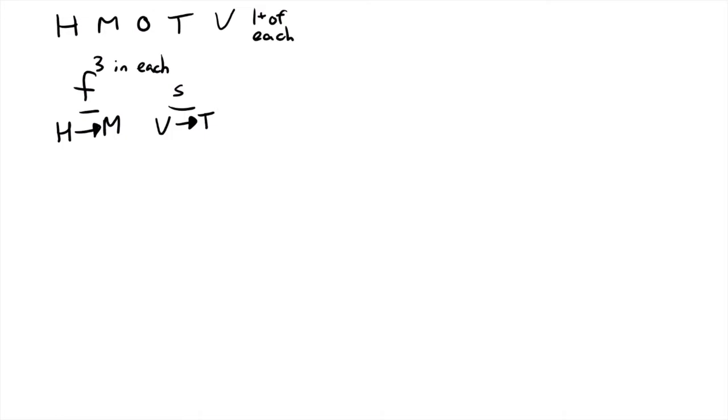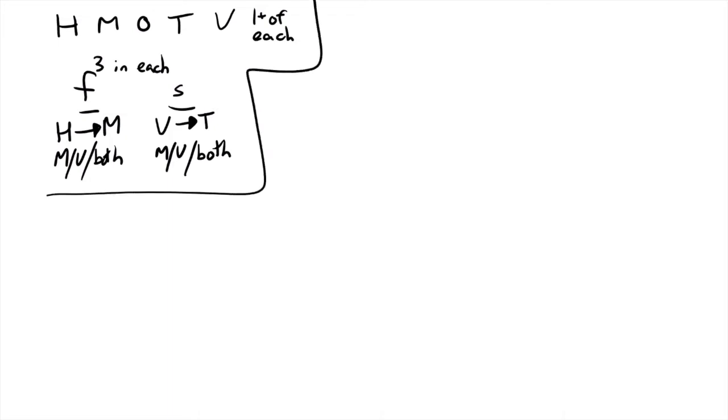And finally, in both groups, in each semester, there has to be M or V or both. So let's write that in both of them. M/V/both in the fall, M/V/both in the spring. That is it for our setup. We're going to box this off, and now let's go ahead and look at the questions.